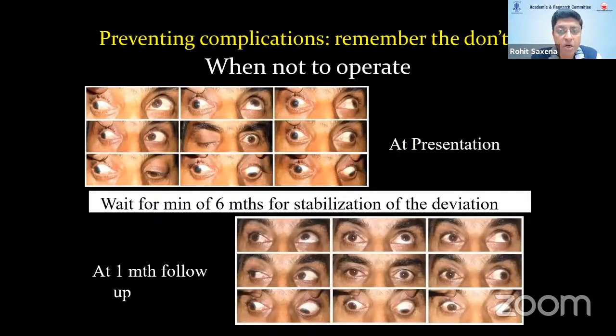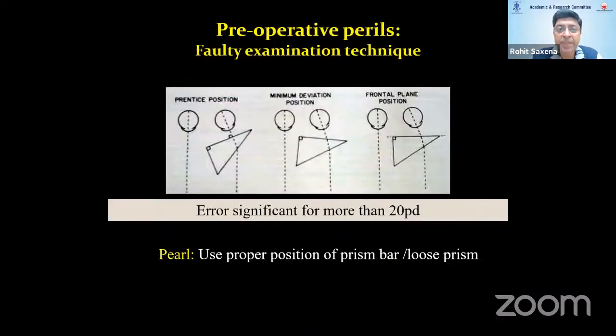Always remember when not to operate in acquired acute presentations of paralytic strabismus. Wait for adequate period of time for stabilization. We have seen late improvement in many cases of traumatic and medical causes of paralysis. So wait for at least 6 months for stabilization of the deviation. More often than not, you may not require to intervene. Often the fault is in our examination techniques.